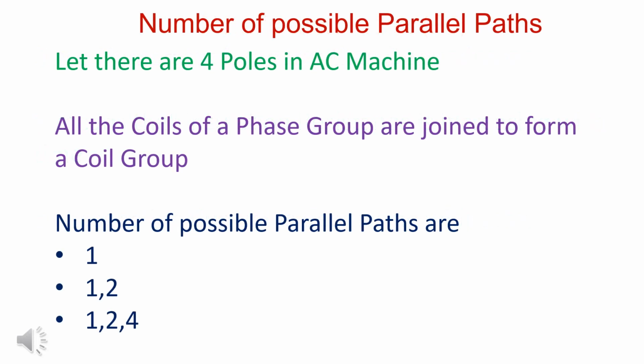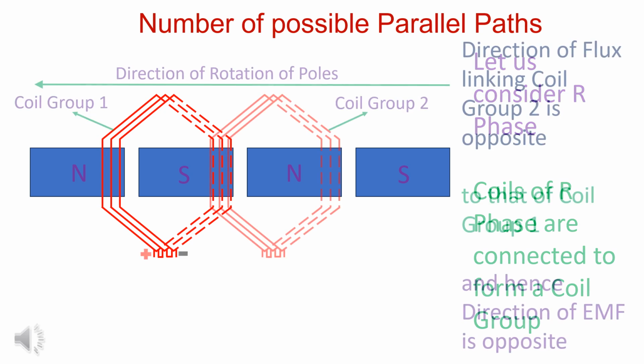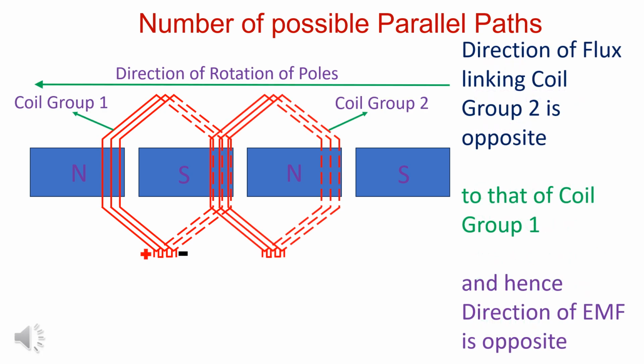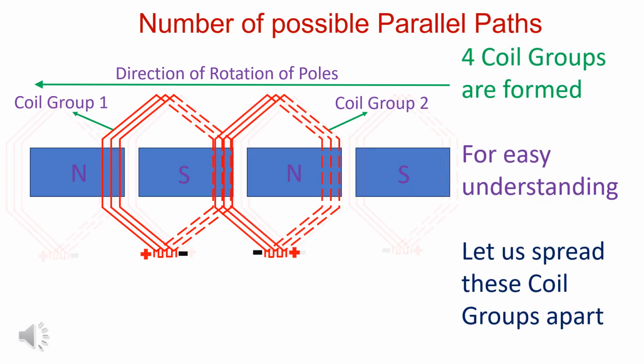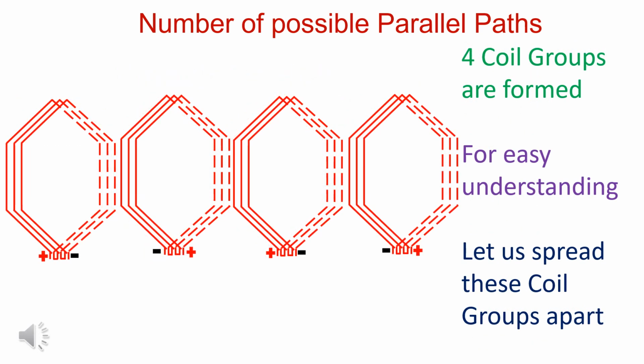What are the possible number of parallel paths in a 4-pole electrical machine? For simplicity, let us consider R phase. Coils of R phase are connected to form a coil group. In the coil group 2, direction of flux changes and hence direction of EMF changes. In a 4-pole machine, 4 coil groups are formed.